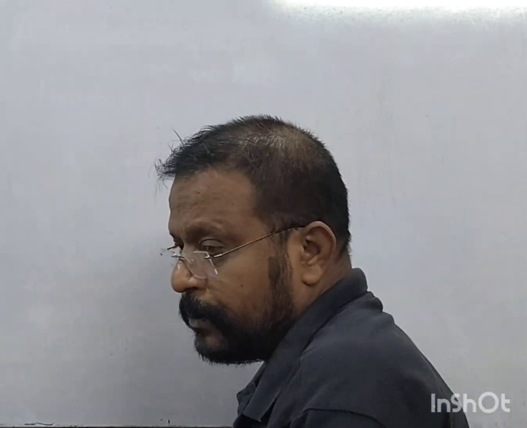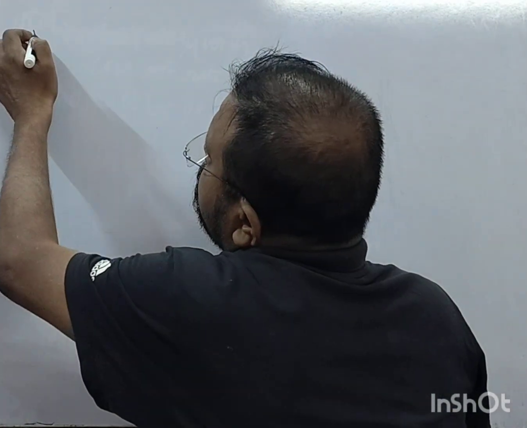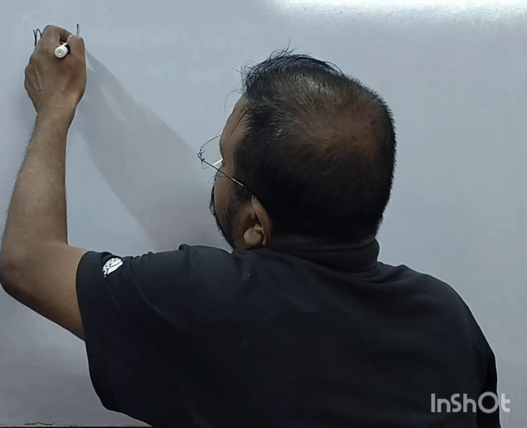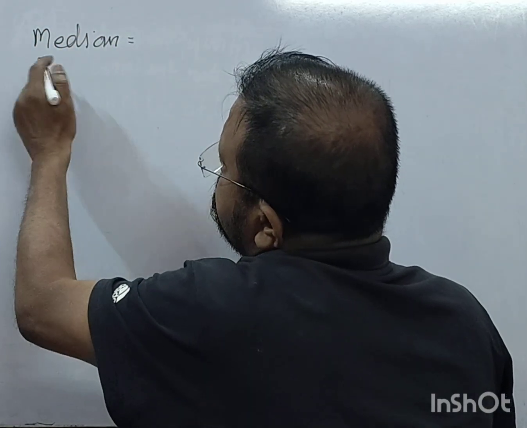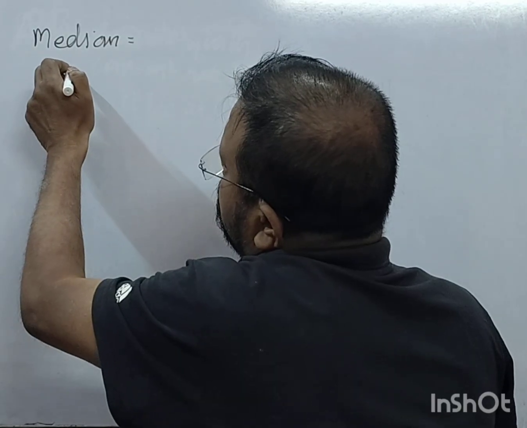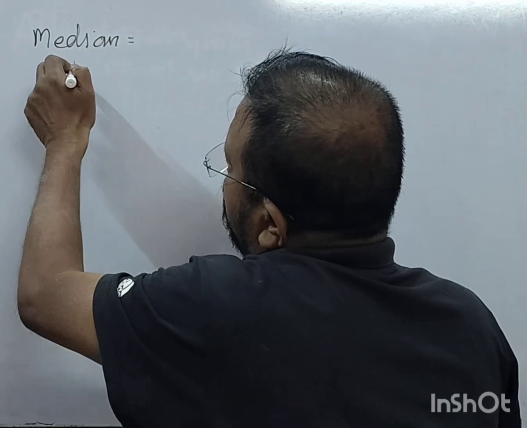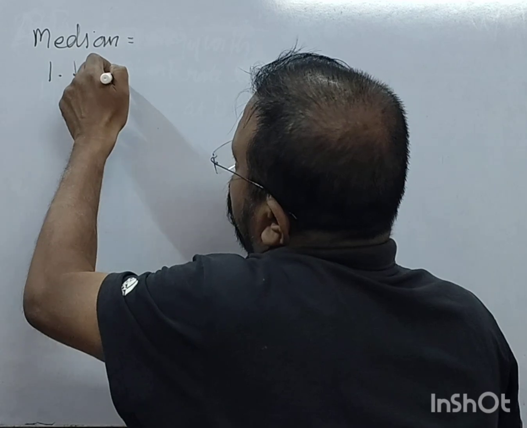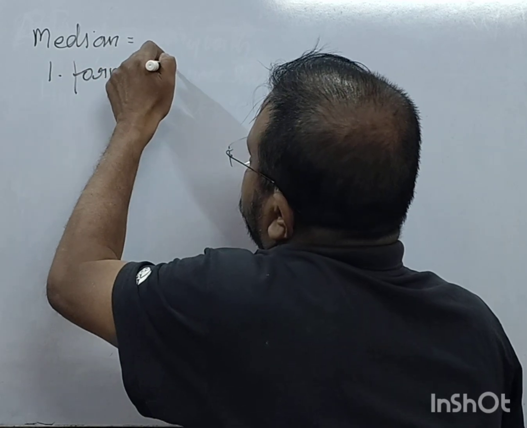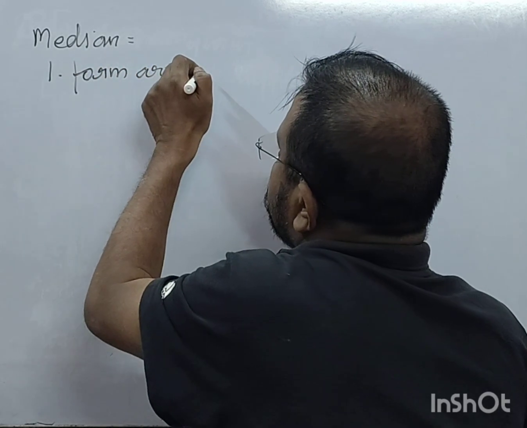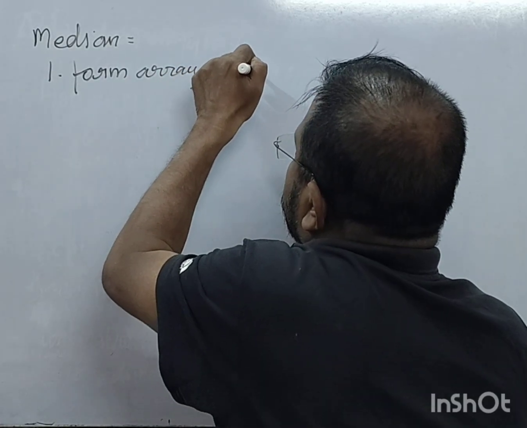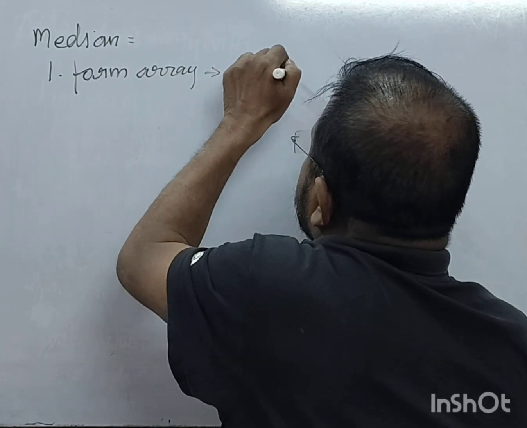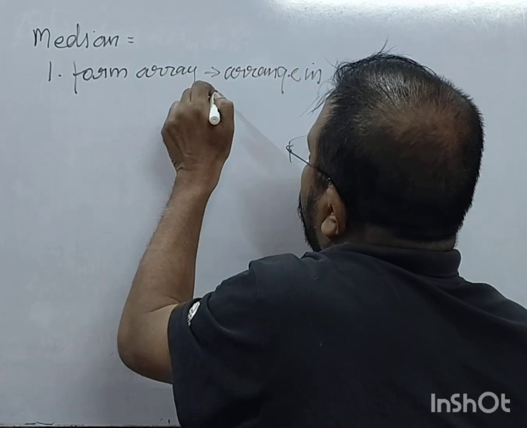Now what we talk about? Median. Right? Median. Median is what? If first form array, form array means arrange in descending order. Arrange in order.